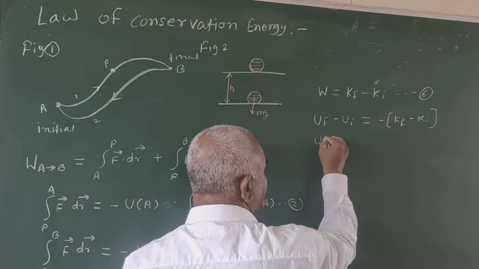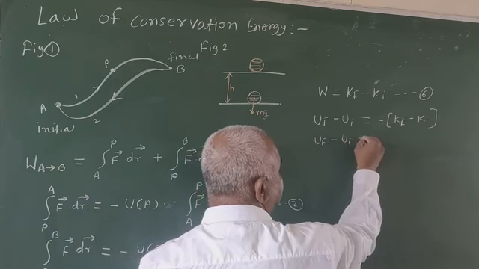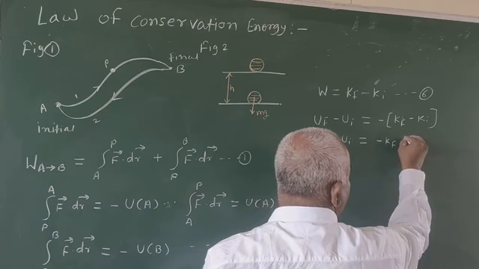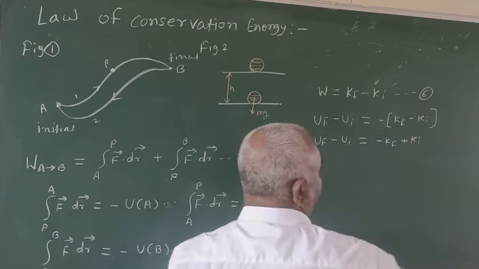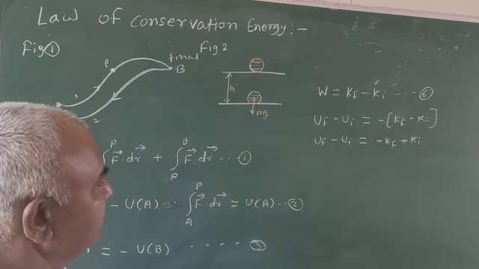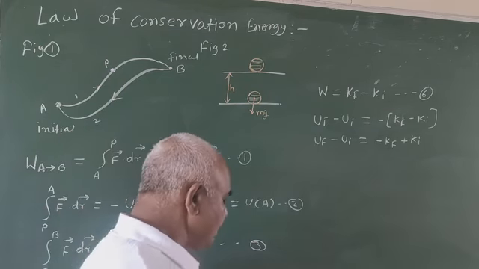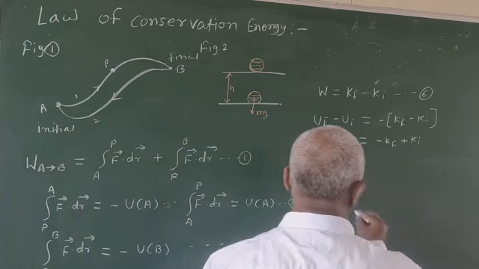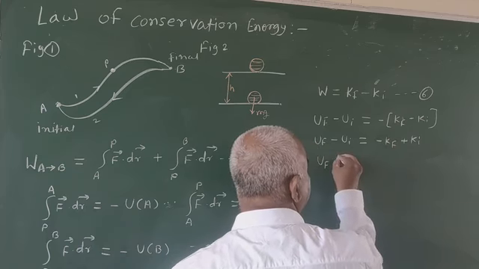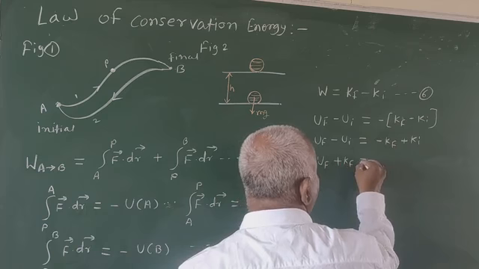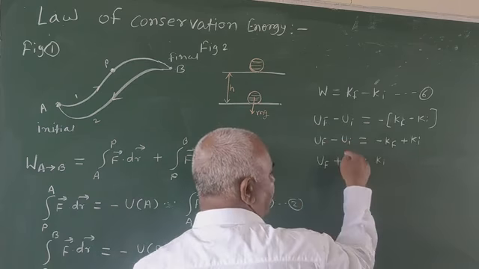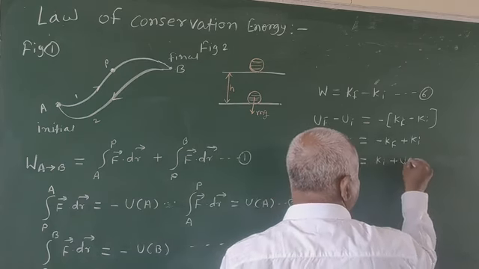Therefore, we have UF minus UI is equal to minus Kf, minus minus becomes plus Ki. Again, rearranging the terms, taking this minus Kf on this side, plus Kf is equal to Ki, taking this minus UI on that side, plus UI.